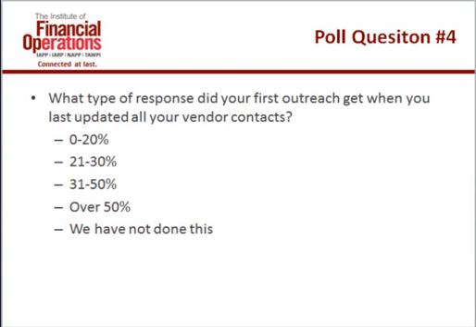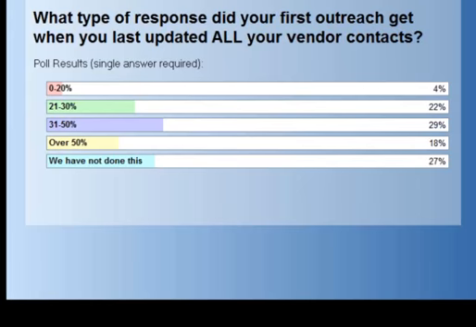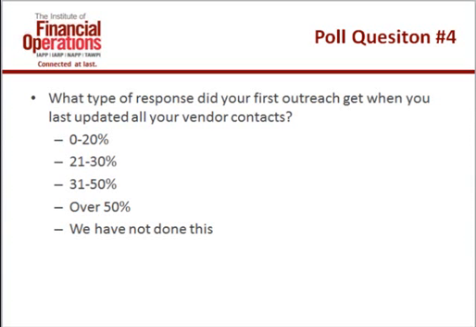So I can see that the majority got somewhere between 21 and 50%, with 18% of you actually being successful in getting over 50% of the information. And unfortunately, 4% of you getting less than 20%. So how does this compare to what you see, Tom? Very similar to the last poll.